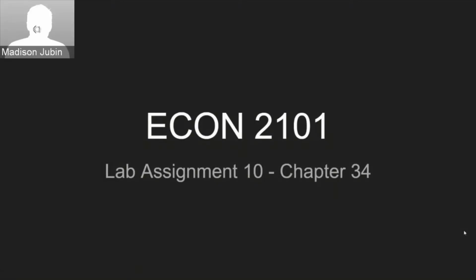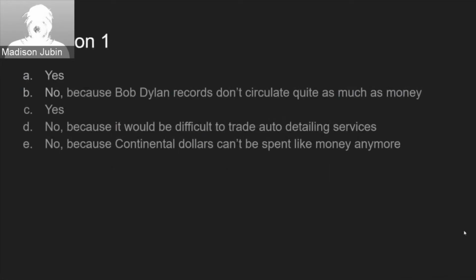Welcome to Lab 10. Question 1A. In this transaction, they are using money. Transaction for 1B, they are not using money because Bob Dylan records don't circulate like money does. Transaction of 1C, they are using money.